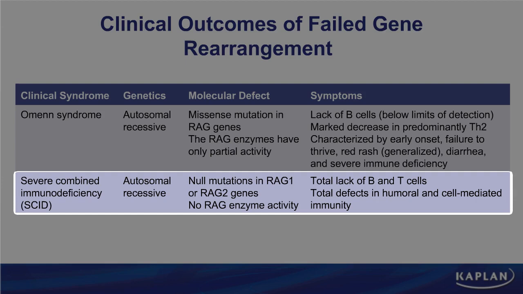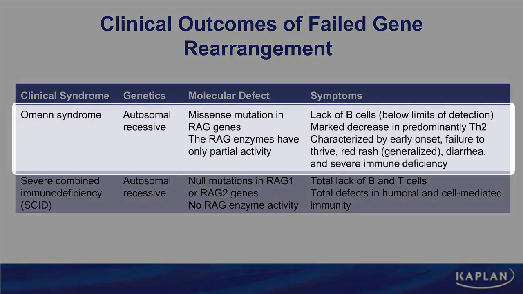You can also have missense mutations in the RAG genes, which will result in something called Omenn syndrome, which is similar to SCID, not quite as severe, but it tends to affect Th2 cells a little bit more than some of the other T cell subsets, which then results in B cell inactivity. There is a lack of B cells, actually below limits of detection, in Omenn syndrome. And again, it's also a combined immunodeficiency because both B and T cells are affected.